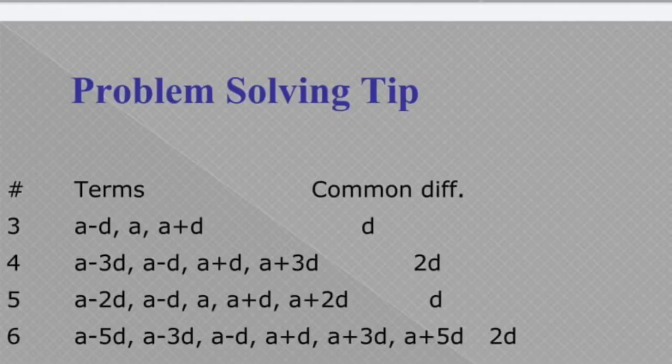Here the common difference between the consecutive terms is 2d. If we have to take any 5 numbers in AP, in general we take numbers as a minus 2d, a minus d, a plus d, a plus 2d, and the common difference is d. Now, if we have to select any 6 terms in AP, then we take numbers as a minus 5d, a minus 3d, a minus d, a plus d, a plus 3d, a plus 5d. In this case, the common difference between the two terms is 2d.